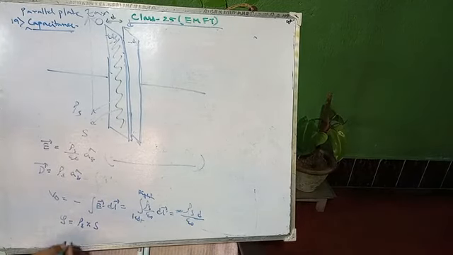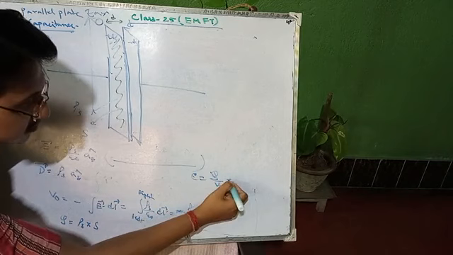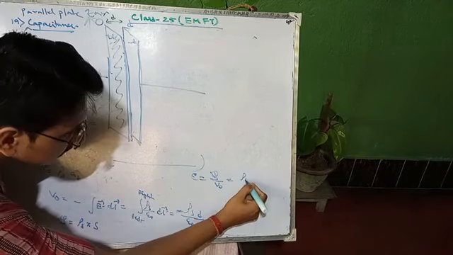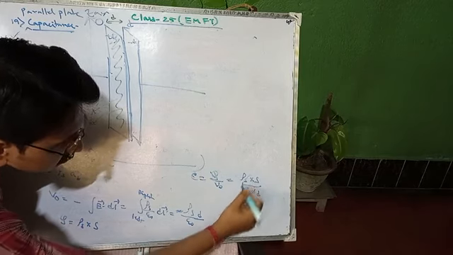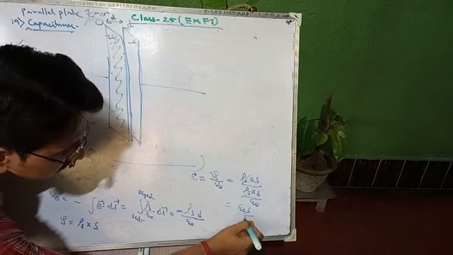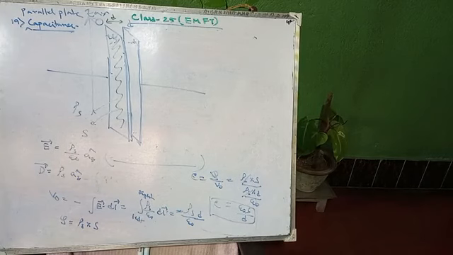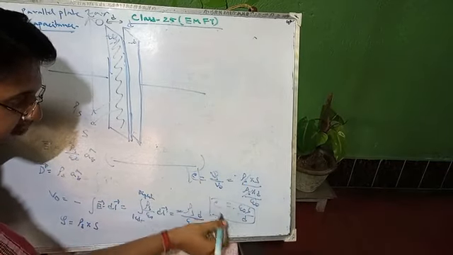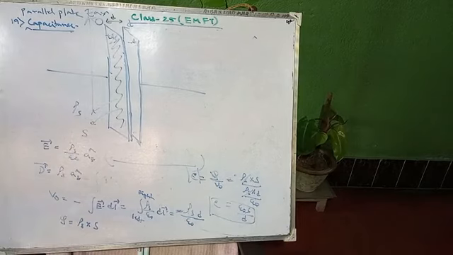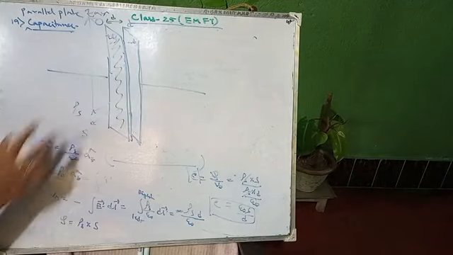So C equals Q by V naught. Q is rho S into S, and V naught is rho S into d by epsilon naught. Cancelling out rho S, it will be epsilon naught S by d. So the capacitance of a parallel plate capacitor will be epsilon naught into S divided by d. With a negative sign, or if we apply the modulus sign, it will be positive. So this is the capacitance for a parallel plate capacitor.